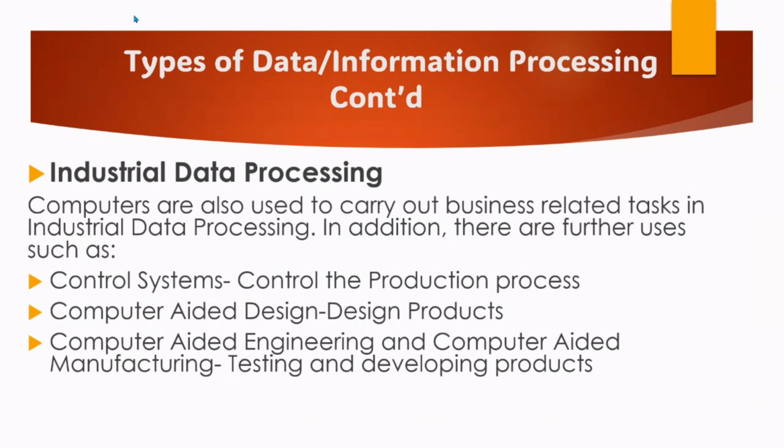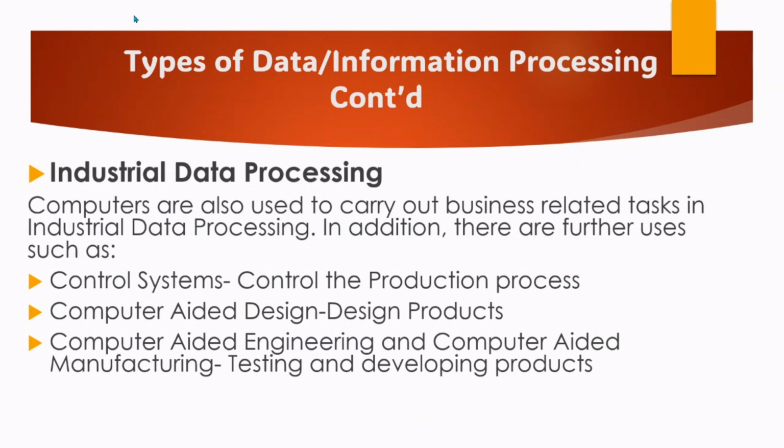In addition, there are further uses: computers are used to control the production process, to design products, and to test and develop products. So in industrial data processing, computers are also used to carry out the tasks that fall under commercial data processing. They also have to prepare their financial statements as well. They also have to place their orders. They also have to do marketing. They also have to do their budgeting, make payments, and so forth.